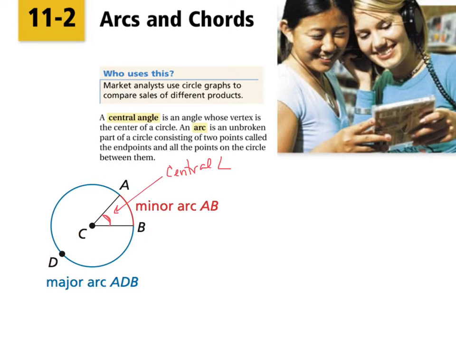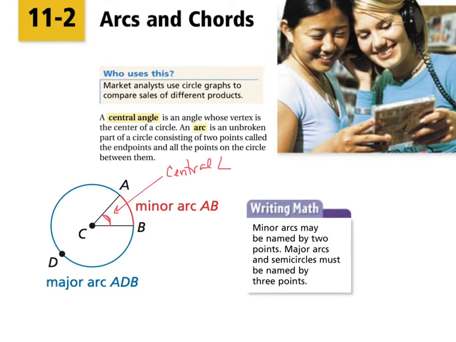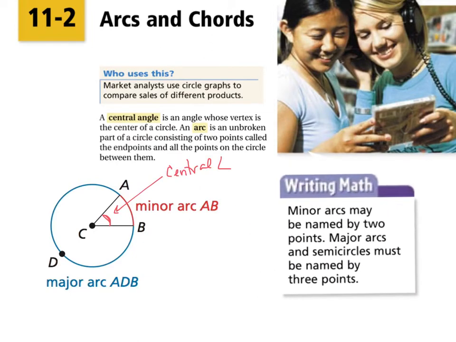But there's one thing to make note of. When you are naming minor and major arcs, this is important. Minor arcs may be named by 2 points. Major arcs and semicircles must be named by 3.